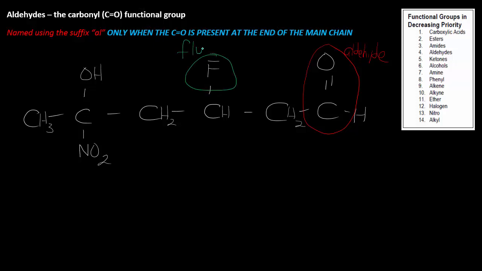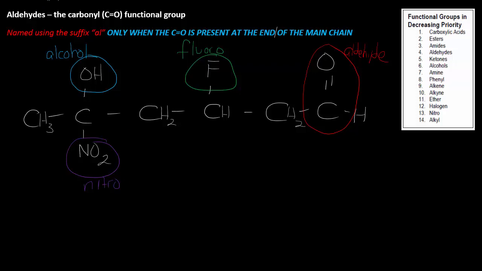Okay. So I've got an aldehyde. I've got a fluorine, which is a type of halogen. I've got an OH, which is an alcohol. And I've got a nitro. All right, so we've also got 6 carbons in the main chain.